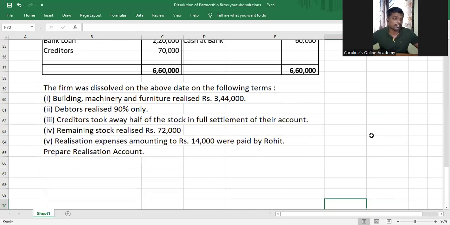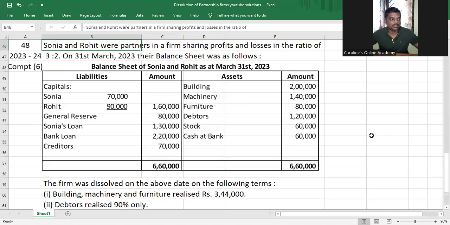The firm was dissolved on the above date on the following terms. Building, machinery, and furniture, all of them realized 3,44,000. Debtors realized only 90%. Creditors took away half of the stock in full settlement of their account. Remaining stock realized 72,000. Realization expenses amounting to 14,000 were paid by Rohit.